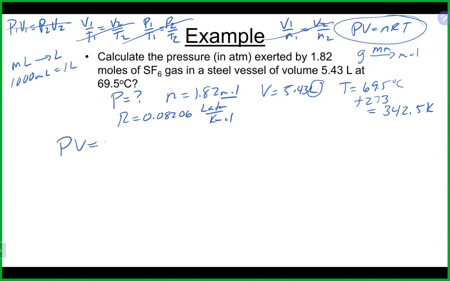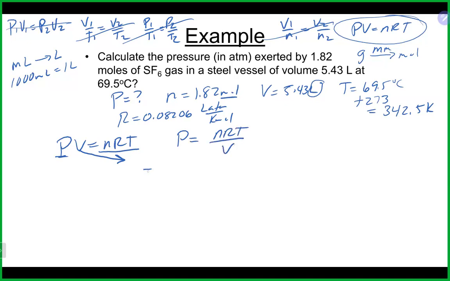PV equals nRT. We're going to solve for P, which again, everything's on top, which means when the volume goes to the other side, it's going to go onto the bottom. We're going to divide it to the other side. And pressure would equal nRT divided by V.